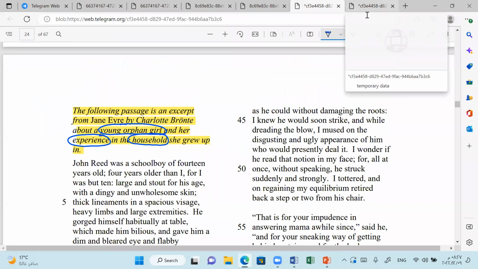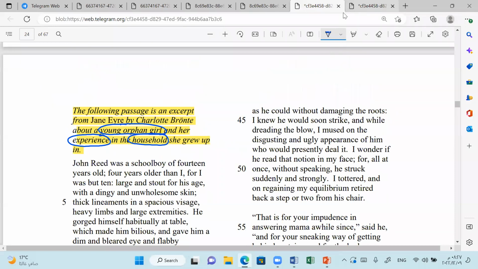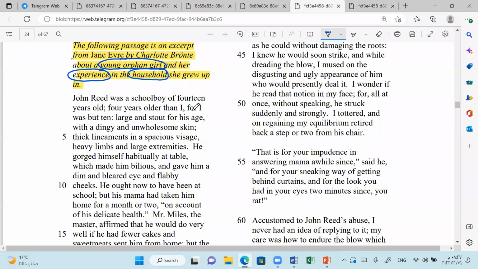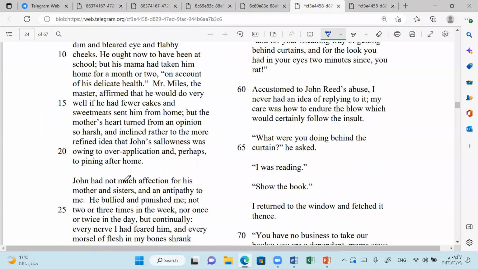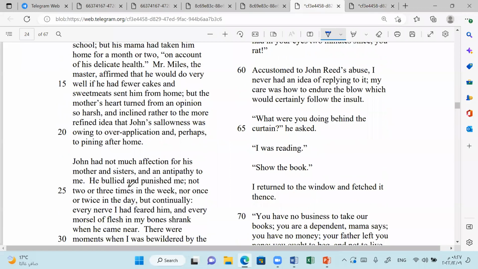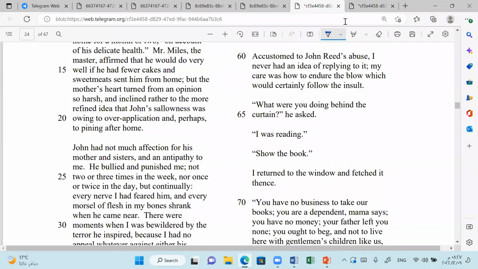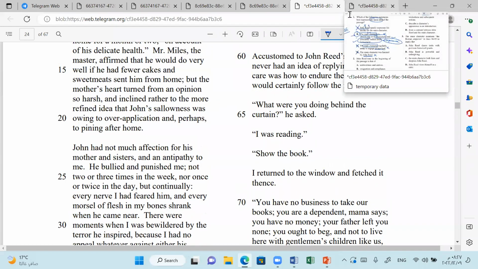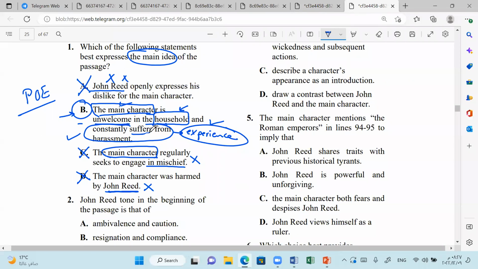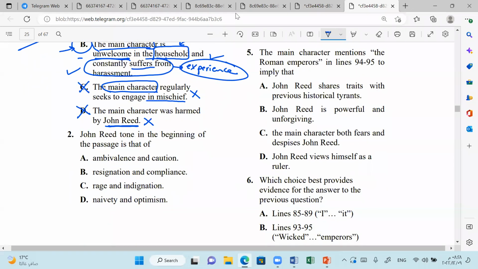If you want to make sure that your answer is correct, if you are in doubt, you can read the first paragraph. You can read the first sentences of each paragraph in case each paragraph is long. Like here, for example, John had not much affection for his mother and sisters and antipathy to me. He bullied and punished me, you see? So who is me? The author, the orphan girl. So she suffers in the household. Okay, let's go for another question.